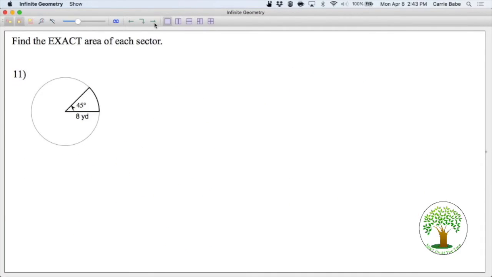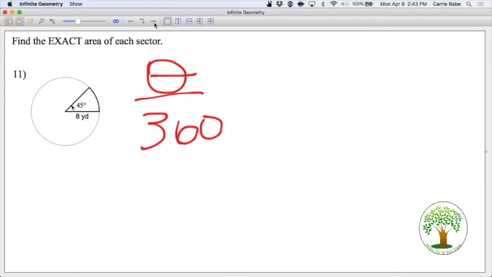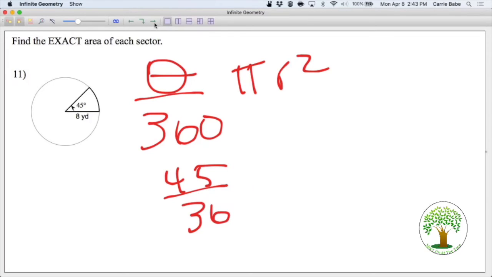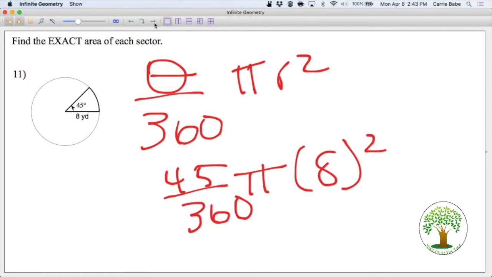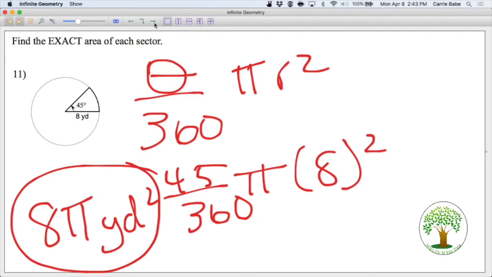Last one is 11. Let's do it together. We're going to use the same formula. Theta over 360 pi r squared. 45 over 360 pi times 8 squared. We're going to keep the pi out of our calculator. Put the pi in our answer when we're done. Make sure that if it's a fraction, you turn it back into a fraction. Don't leave it as a decimal with pi at the end. 8 pi. That's what I got. Squared. Good job. 8 pi yards squared.